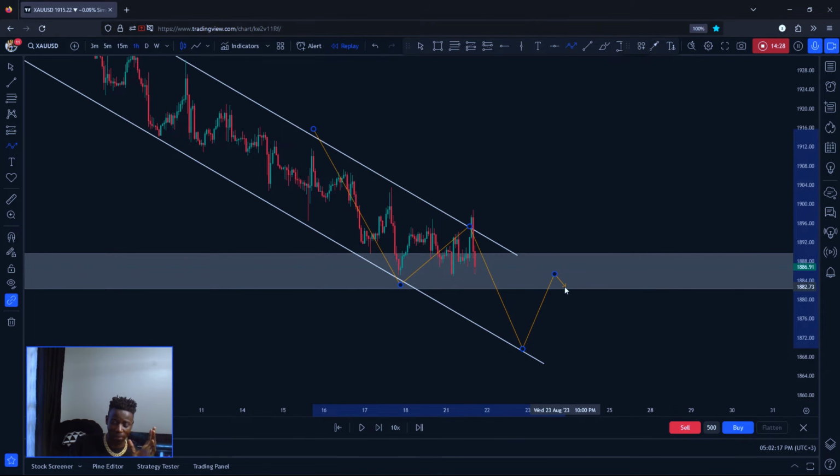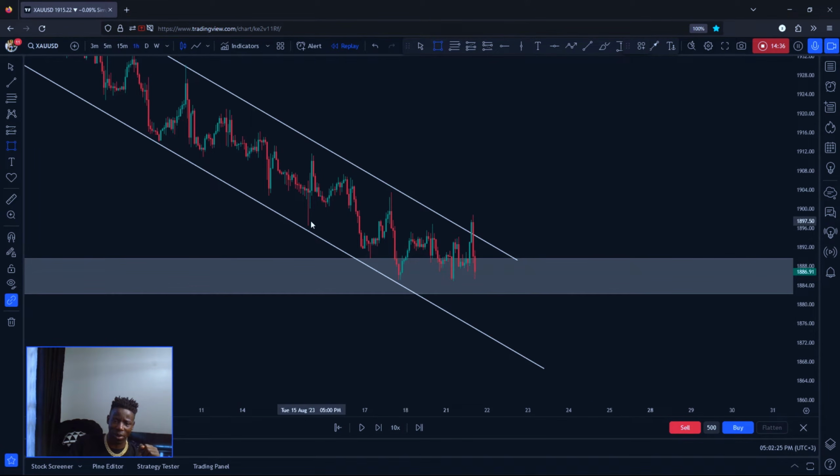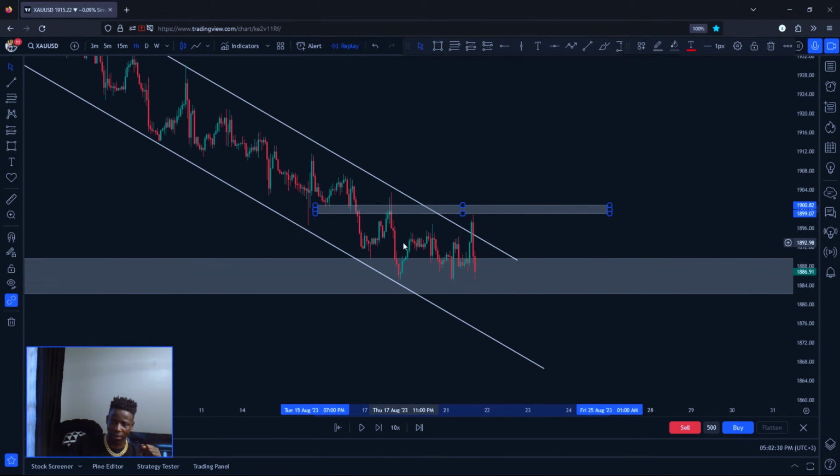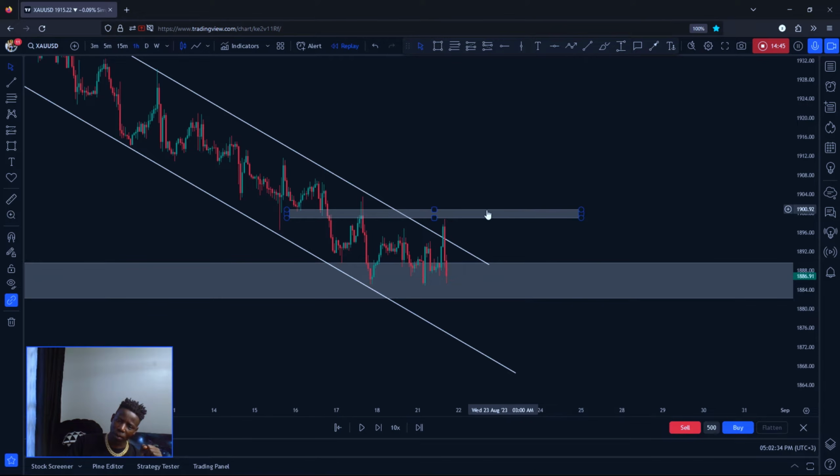It was a support, now it became a resistance, so that we can sell the market. If this market breaks, you can see we have this level around here, this support. Are you seeing that support? That is becoming a resistance. It means if we break this level here, we're going to wait for the retest to the downside so that we can buy the market.